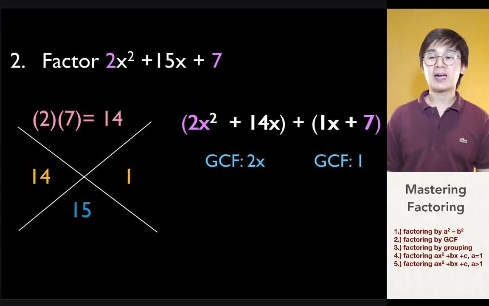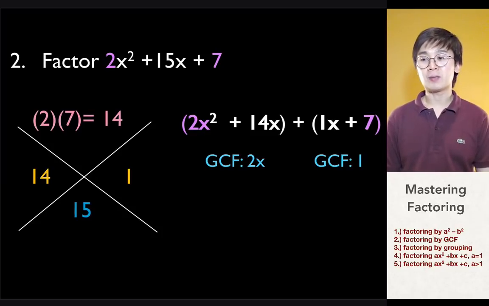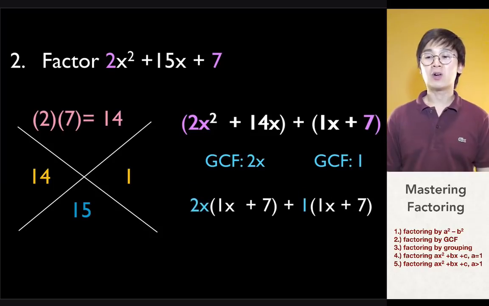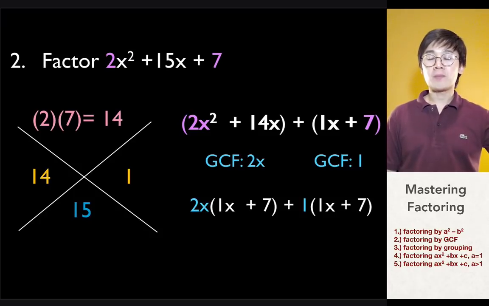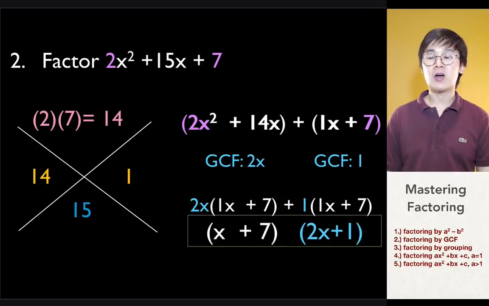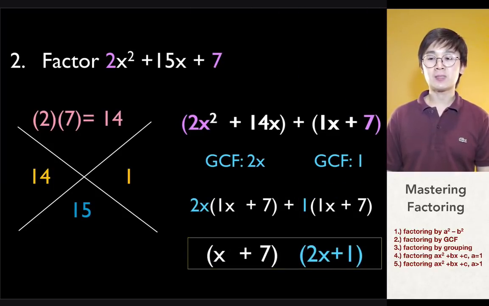So if we divide the first group by 2x, we are left with 1x plus 7. And if we divide 1x plus 7 by 1, it will simply be 1x plus 7. So our factored form will give us a common factor of 1x plus 7, which we can take out from the big group, leaving us with 2x plus 1 behind. So our factored form will be x plus 7 times 2x plus 1.